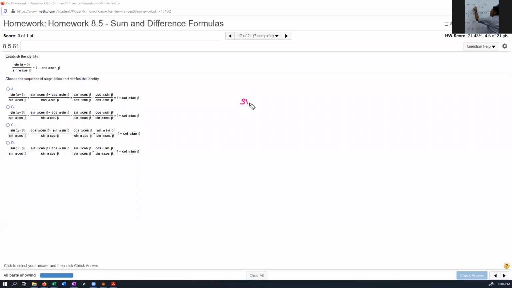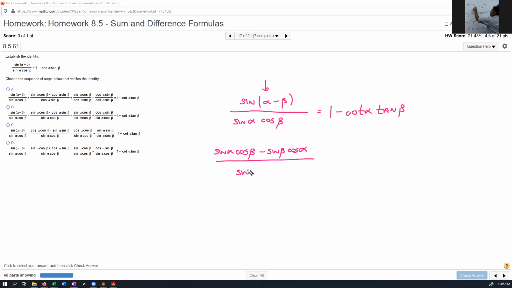Okay, so sine of alpha minus beta over sine of alpha cosine beta equals 1 minus cotangent alpha tangent beta. All right, let's start with the left side. I'm going to do the formula for the top. That's sine alpha cosine beta minus sine beta cosine alpha all over sine alpha cosine beta.